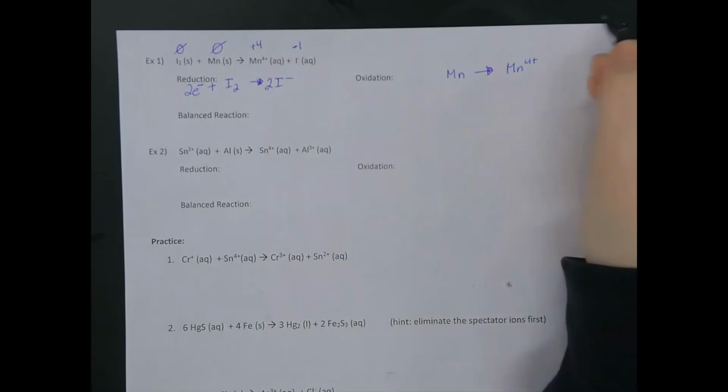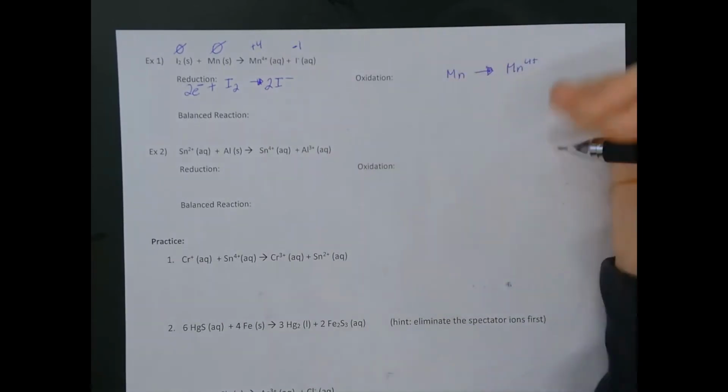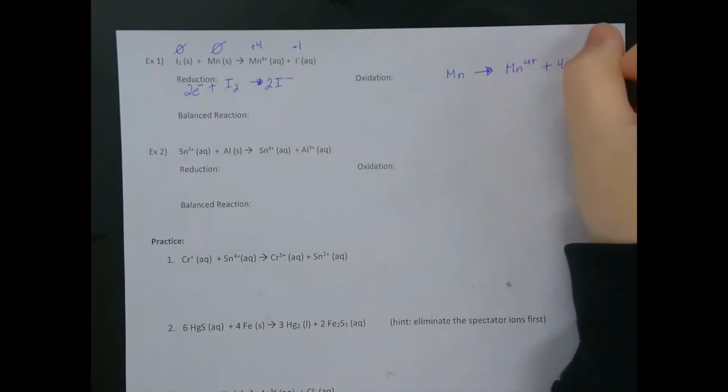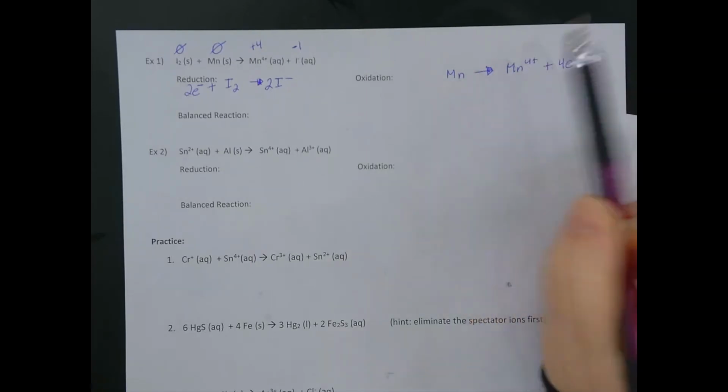In our oxidation, we've got 0 on the left and 4+ on the right. We're adding electrons, so that brings down the charge, so we add them to the side with more charge. And we need to add 4 electrons to get the right side equal to 0.